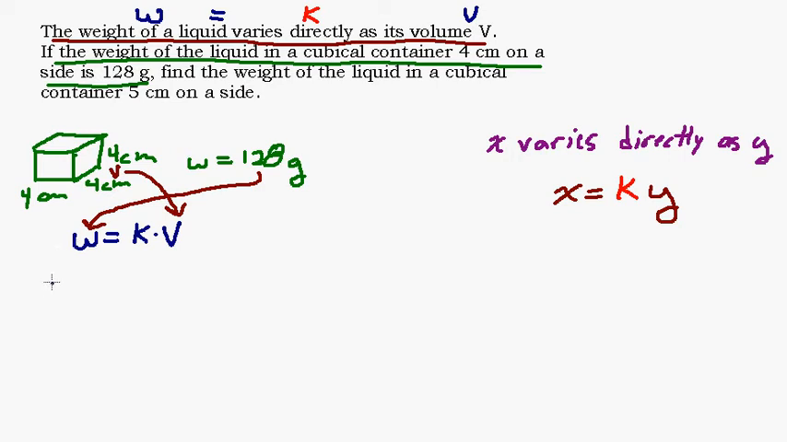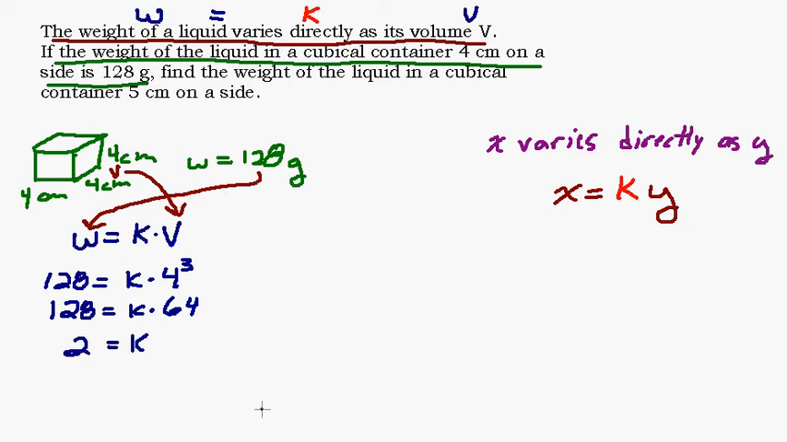Okay, so what do we have? We have 128 equals K times 4 to the third power, 4 times 4 times 4. Well, now I have an equation that I can solve. Pretty straightforward. 4 to the third power is 64, and then if I divide both sides by 64, I get 2. So there's my K value.